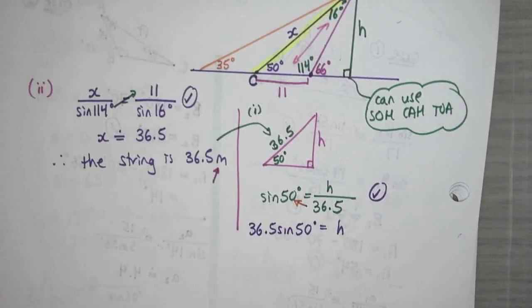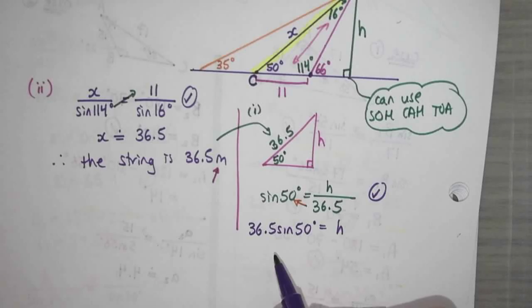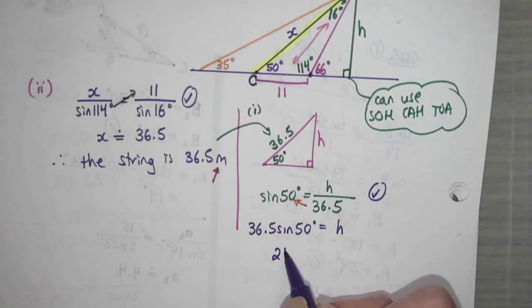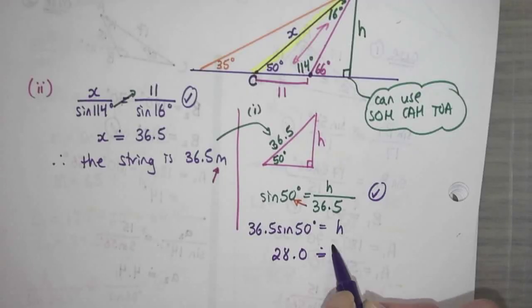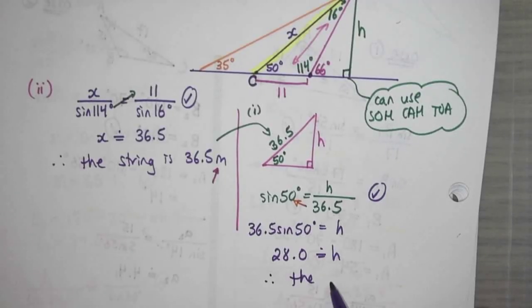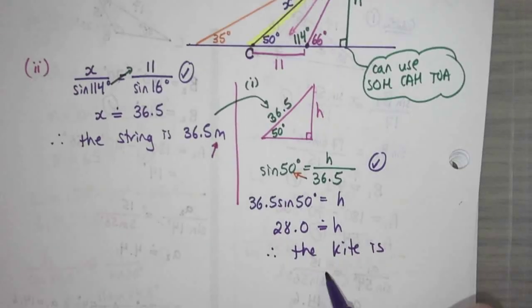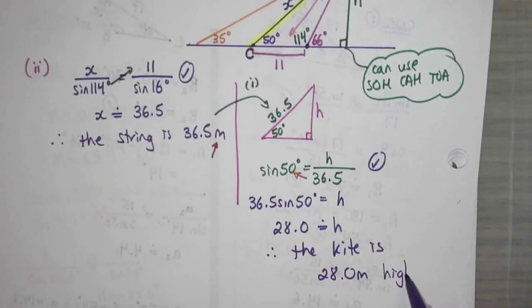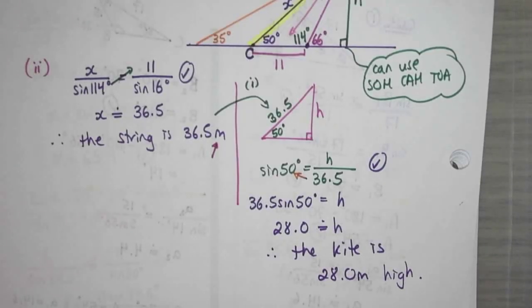So show me this line and your answer. Can someone check for me? 28.0. There you go. So therefore, the kite is 28.0 meters high. So draw the diagram. Sometimes there's extra information, sometimes there's not enough, but you have to find something else first. All right.